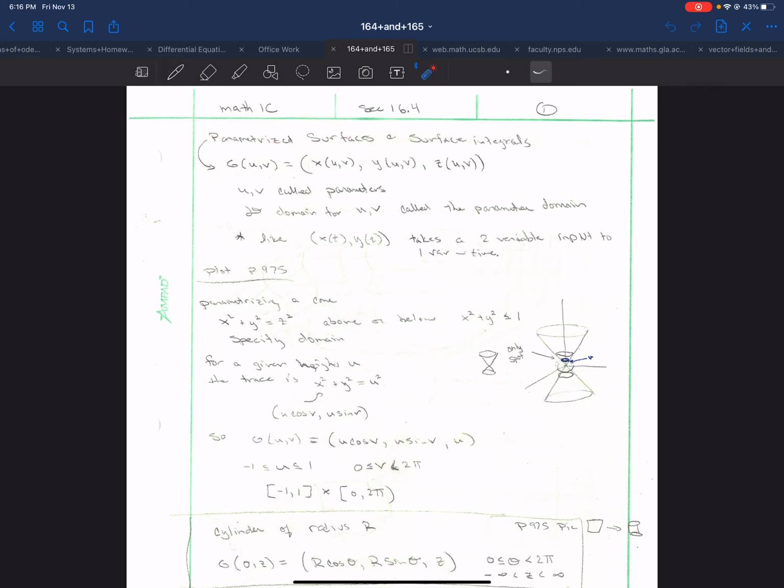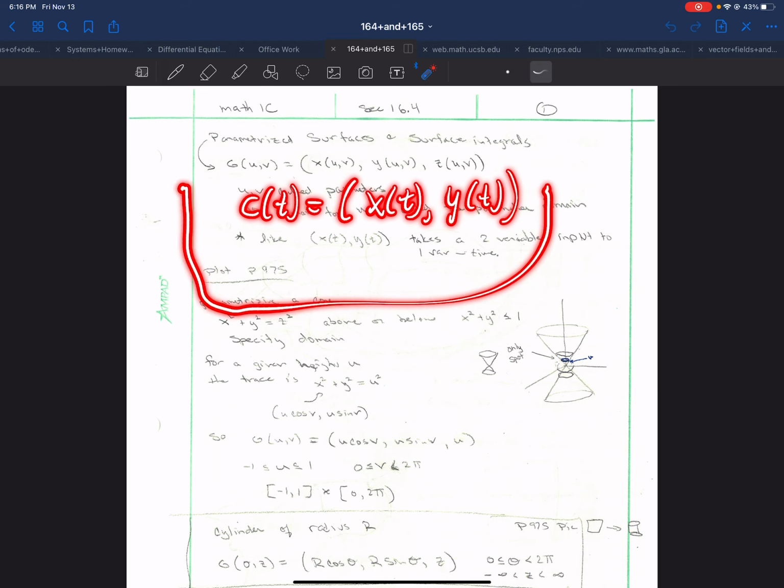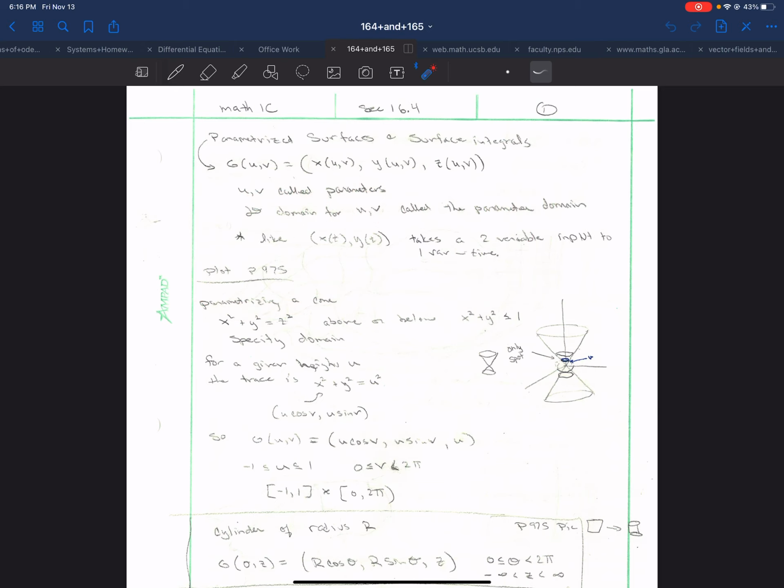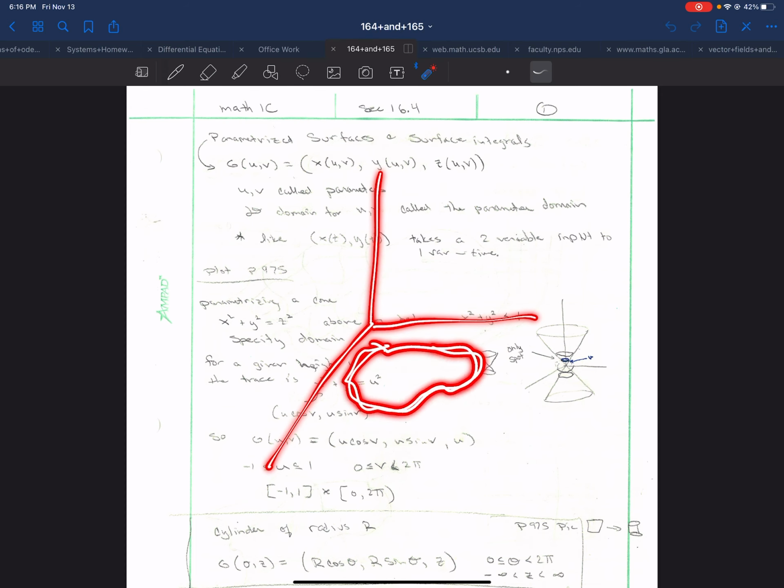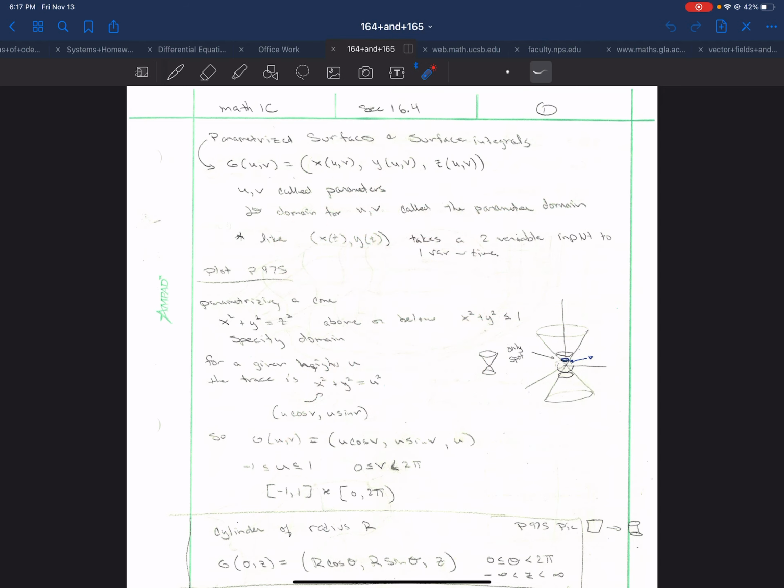And this is nothing different than when we say C of t equals x of t, y of t, and parameterize a curve. That is a parameterization of a curve, like this line that I've drawn here. And so it only needs one variable in to get the point out. In this case, we have a patch in the xy plane, and there's some surface above it, and we're going to map that. So we're going to map this patch.